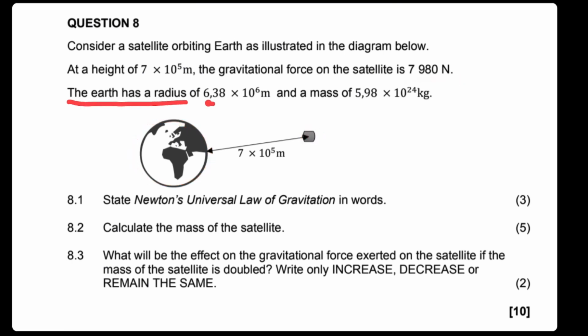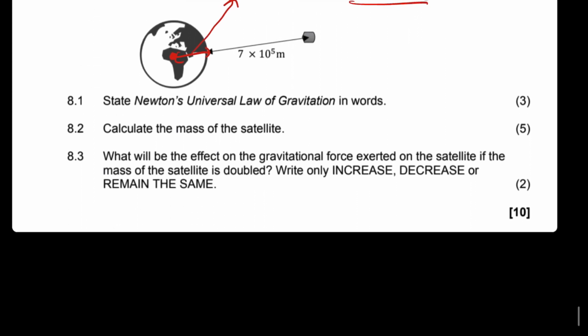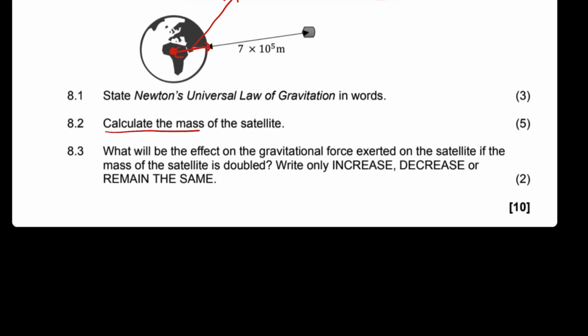Now it says the Earth has that radius, that's a constant, guys. You have it in the data sheet as well, which means this is from the center to the circumference. That's the value right there. And then the mass of the Earth is that one, also in the data sheet. Now we'll just jump to 8.2, calculate the mass of the satellite.